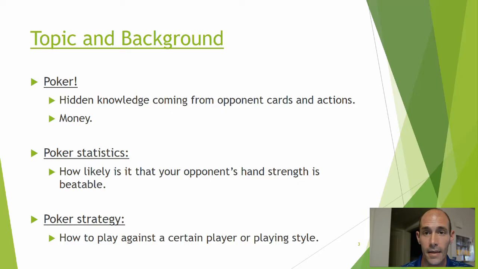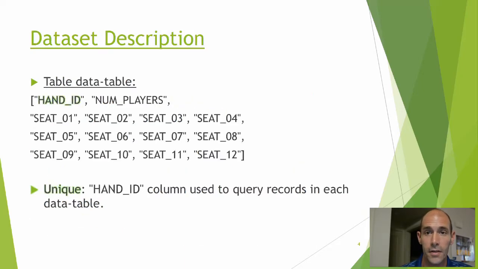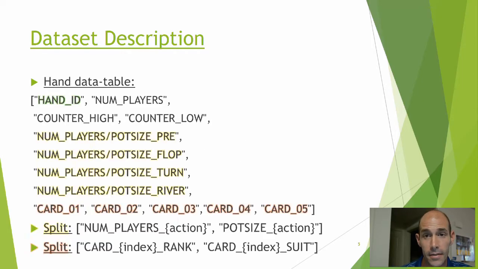So the data set that we were able to obtain has three different data tables. There's a table which talks about the seat position, and there's a unique hand ID field in each one of these tables. That's how you tie or associate entries in each data table together. The second data table is the hand data table. It has a lot of the public information: the dealer, community cards, the pot size, the number of players at each turn.